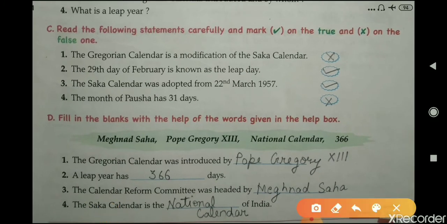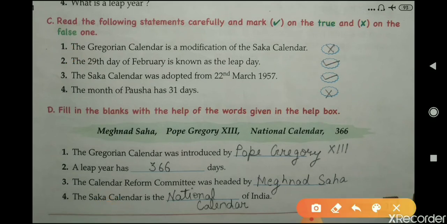Then see the exercise, true and false. The first one: the Gregorian calendar is a modification of the Saka calendar. That is wrong. Second, the 29th day of February is known as a leap day. That is correct. The Saka calendar was adopted from 22nd March 1957. This is also correct. And the month of Posha has 31 days. This is wrong.